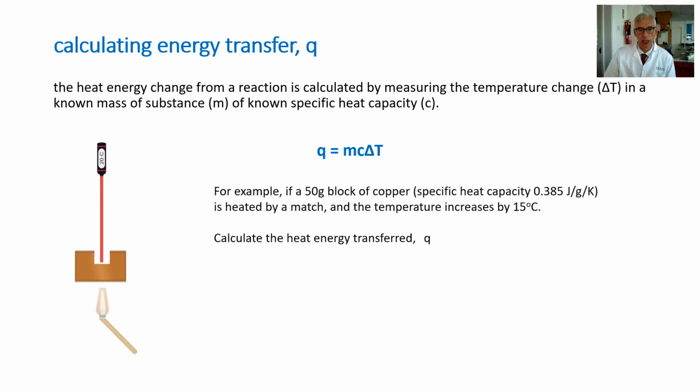So let's look at an example, very simple. What if you were to heat a copper block with a match and measure the temperature change? Well, we would need to know the mass of the block of copper, 50 grams. We would need to look up in a data book the specific heat capacity, 0.385 joules per gram per kelvin, or it will be kilojoules per kilogram.